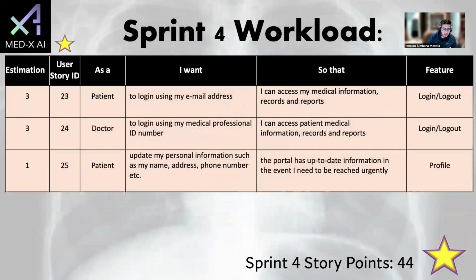Okay, and lastly, we have 3 tasks, and the estimation points for these 3 tasks are 7, and the features from this table are 2 more versions of the logging in, logging out for the patient and doctor, and the patient's profile. If you add up all of the estimation points from the tables that were just mentioned, there will be a total of 13 tasks, and the total will come out to be 44 story points.